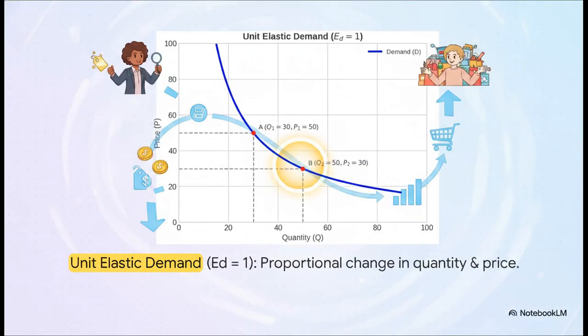Now, here we have a very specific, perfectly balanced curve known as a rectangular hyperbola. This is unit elastic demand, where elasticity equals exactly 1. The quantity moves proportionally identical to the price change. So if the price of a good increases by 22%, the quantity demanded falls by exactly 22%. Because those movements perfectly offset each other, the total amount of money consumers spend in this market remains entirely constant.